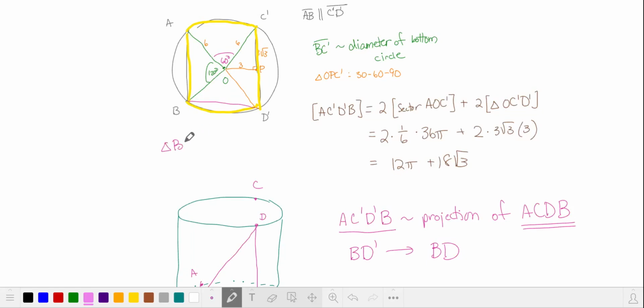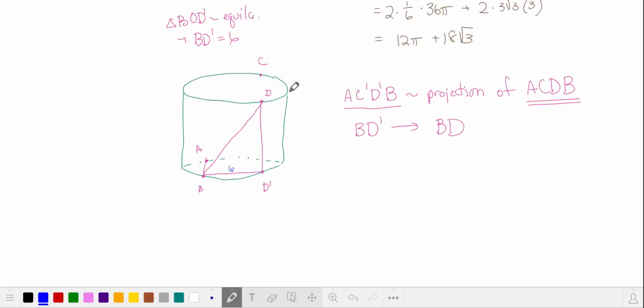The distance from B to D prime is part of this 60-degree segment. We have triangle BOD prime is equilateral, so the distance from B to D prime is 6. The height of our cylinder is 8, which is also the distance from D to D prime. We have a right angle here at D prime, so the distance from B to D is 10. So we're replacing this distance from B to D prime, a length of 6, with a length from B to D of 10. And everything else about this shape stays the same.